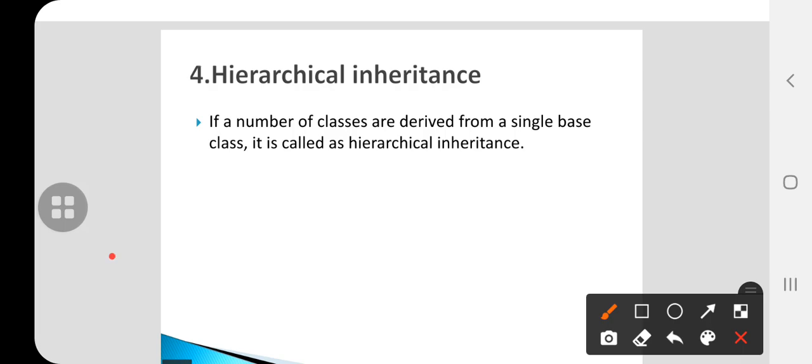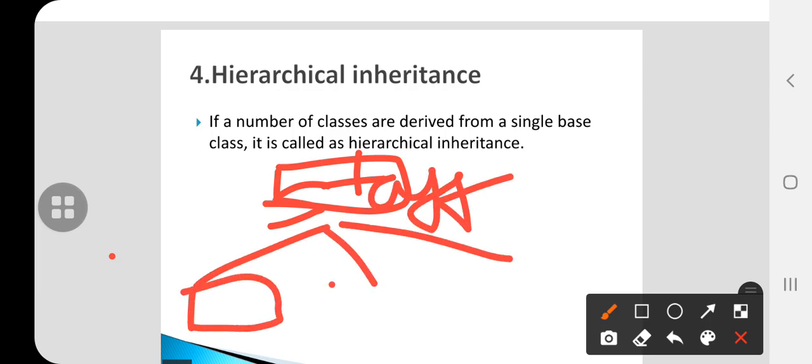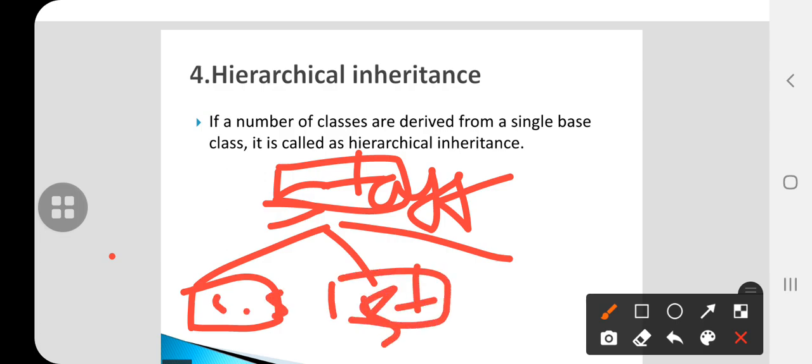For example, assume you have one base class as staff. In staff there can be lecturers like CS lecturers, stats lecturers, and even business lecturers. So this kind of inheritance is called hierarchical inheritance.